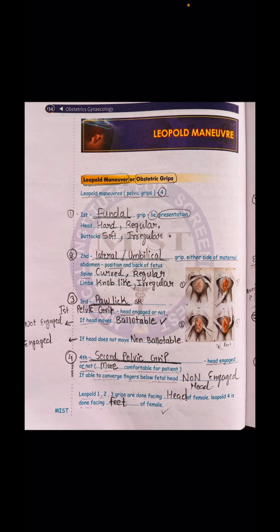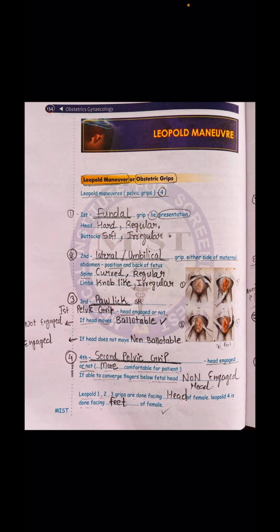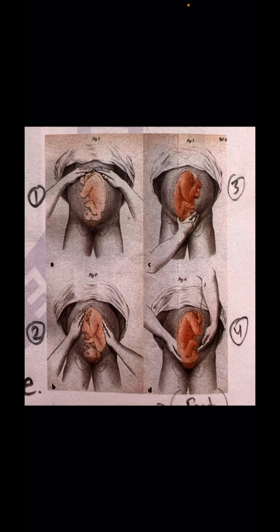One more thing to remember: when performing Leopold maneuver 1, 2, and 3, we are facing towards the head of the female. But in Leopold maneuver 4, we are facing towards the legs or limbs of the female. So this is how it is performed scientifically nowadays, and this is all about the Leopold maneuver.